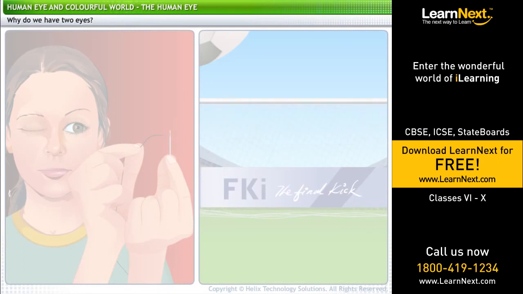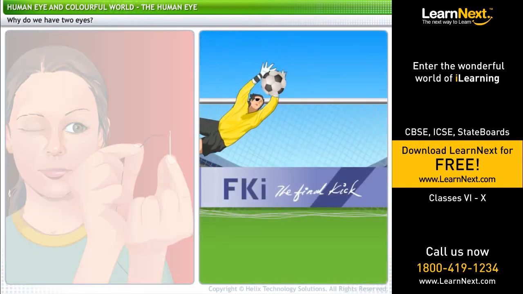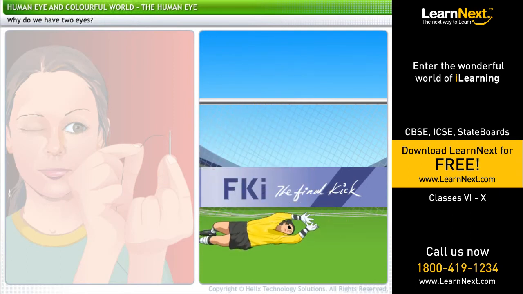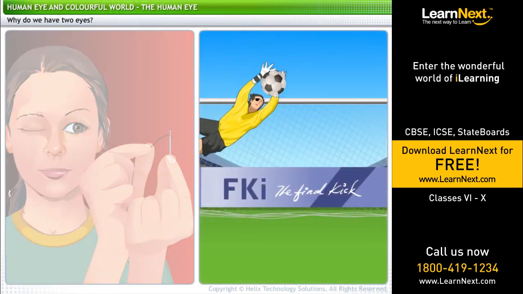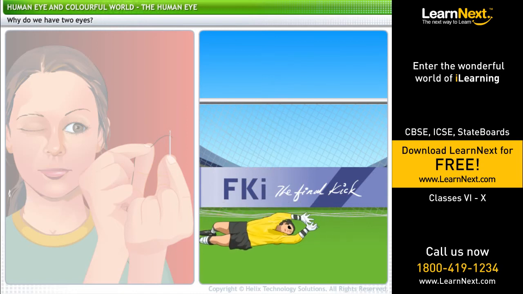Try these activities to better understand the need of 2 eyes. Threading a needle with one eye closed, and catching a ball with one eye blindfolded. You will find yourself struggling with the thread. As for catching the ball while seeing with only one eye, you should be very careful when catching the ball, or else the ball may hit you. This is because with one eye, you are likely to misjudge the distance.